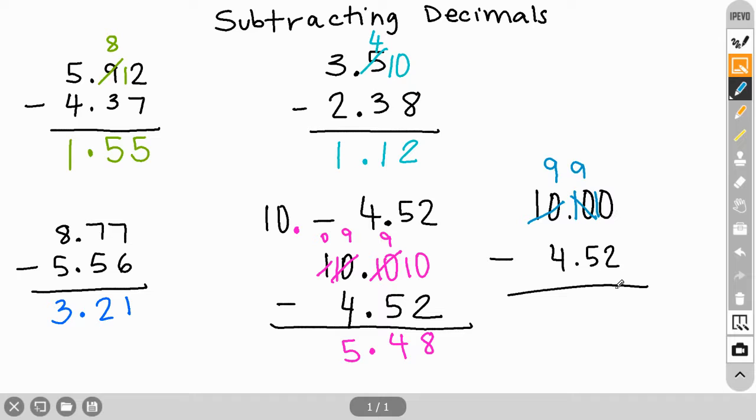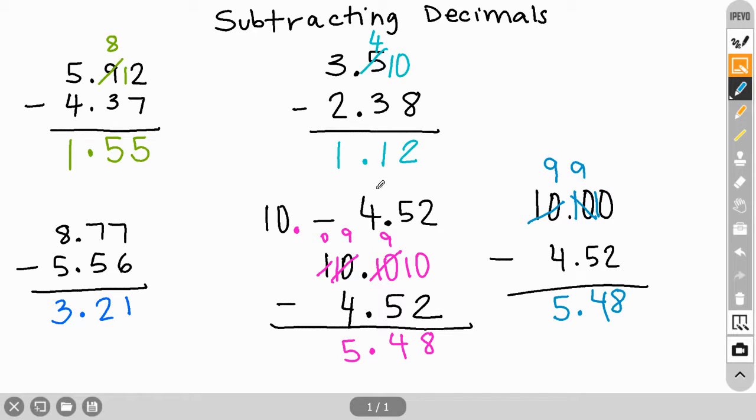So 10 take away 2 equals 8. 9 take away 5 is 4. Decimal point. 9 take away, remember this is not 10 anymore, it's 9. Take away 4 is 5. So this eliminated the whole thing of going from this one. I went to the 10 instead. It's just one less step that can help you. But either way is fine.